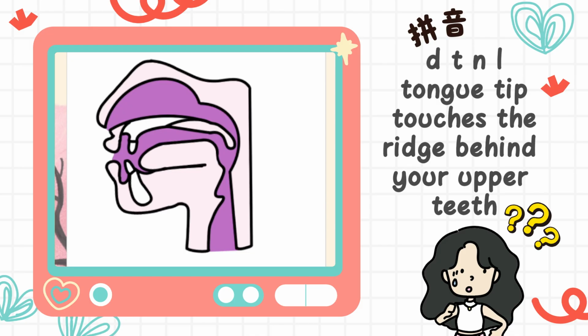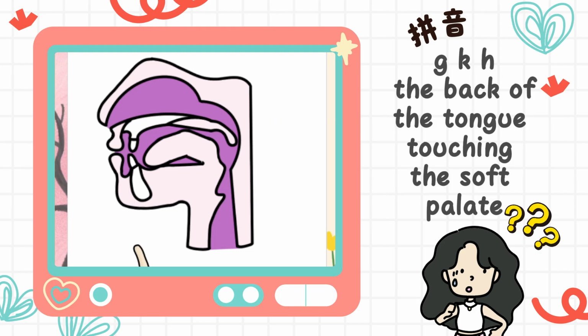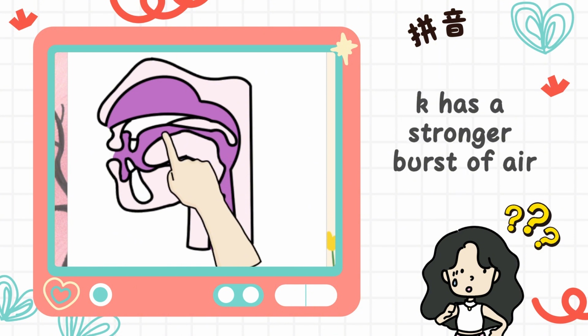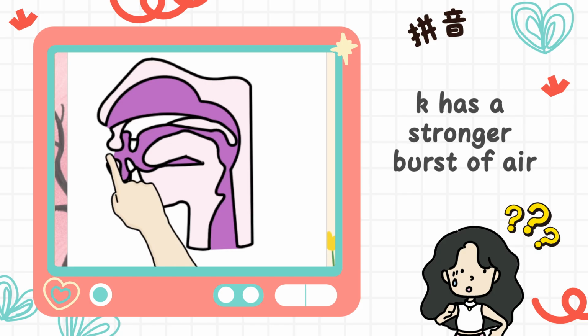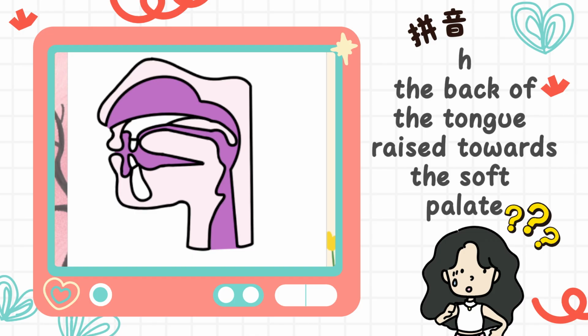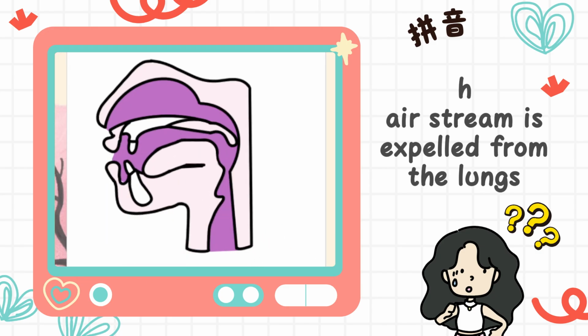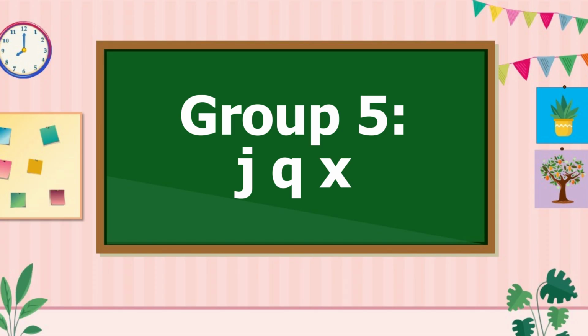Group 4 is g, k, h. These sounds come from the back of the tongue, touching the soft palate. K is different from g because it has a stronger burst of air. With h, the back of the tongue is raised towards the soft palate. The air stream is expelled from the lungs.